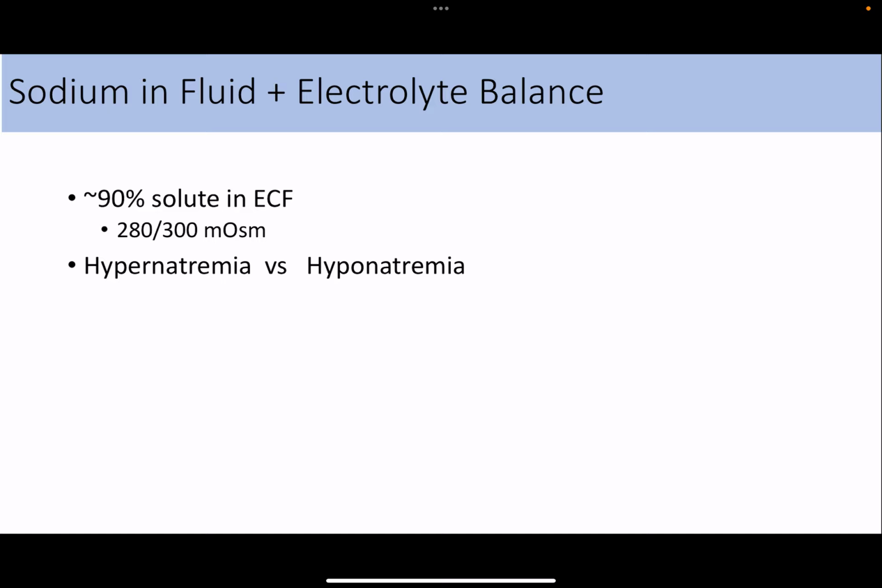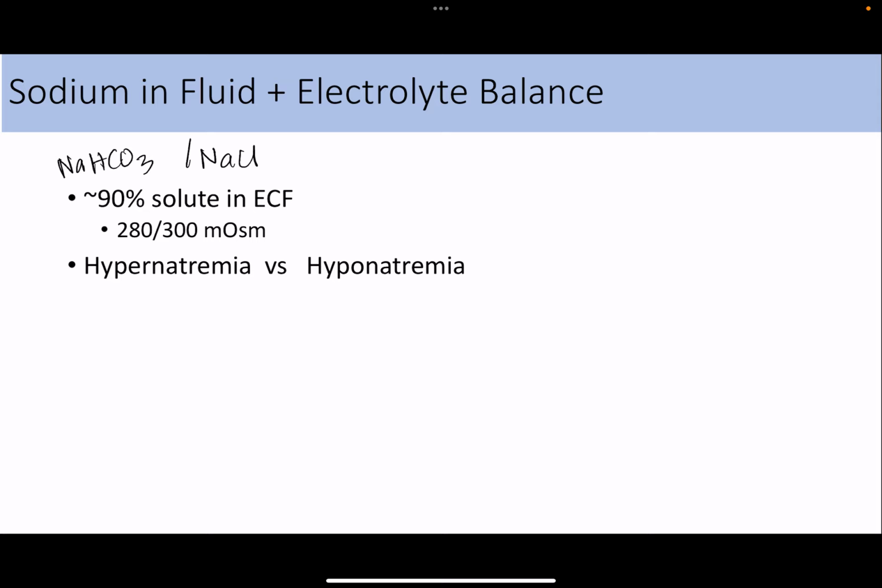All right, so we talked about how sodium is so important. It's so important that it's 90% of the solutes that we see in the extracellular fluid. It's 90% sodium. So out of those 300 milliosmoles, 280 of that is from sodium. We get sodium from sodium bicarbonate. We get sodium from sodium chloride. Those are the main sources of sodium for us.